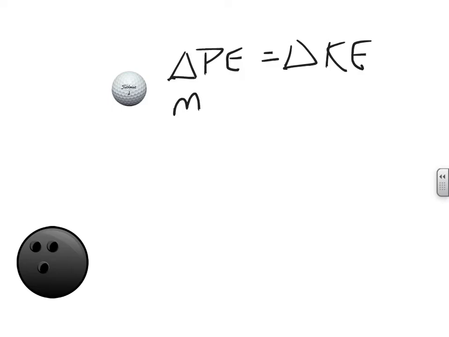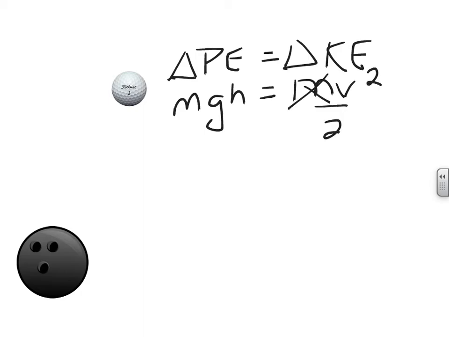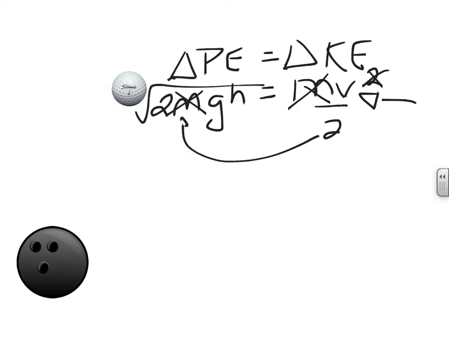Well, if I know my potential energy equals mgh, I know my kinetic energy equals mv squared over 2, I notice that, hey, look, the m's are going to cancel out. If I want to know how fast it's going, all I got to do is bring the 2 up here, and then to get rid of this, I need to square root. So after making that prettier, we say, hey, the square root of 2gh is equal to v.